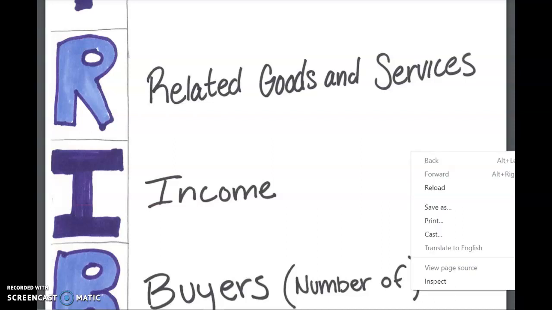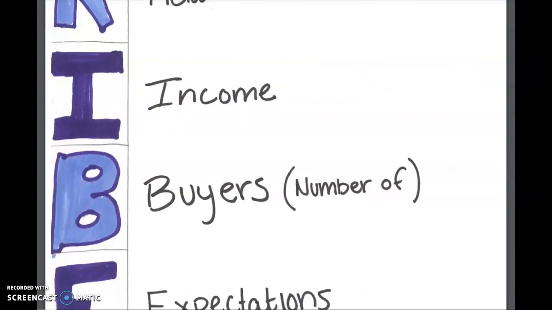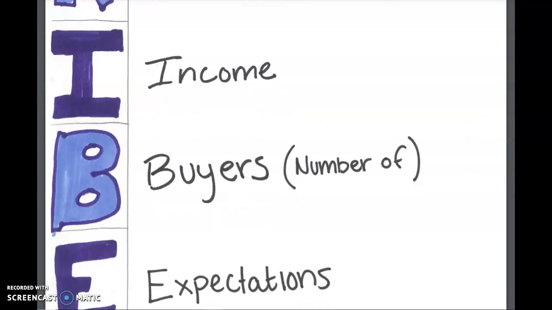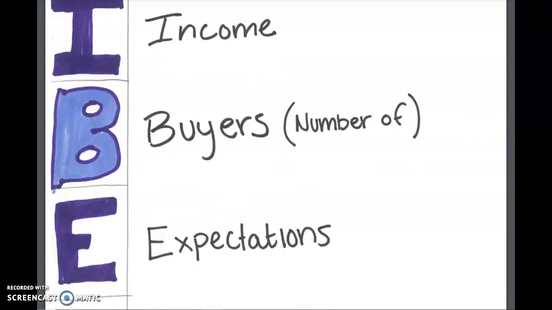Income. This just means how much money people have to spend. So if people have more money to spend, that tends to lead to an increase in the general demand. Next up is buyers, and that literally just means the number of people around. So if you have more people in an area, you have greater demand because you have more people making purchases.